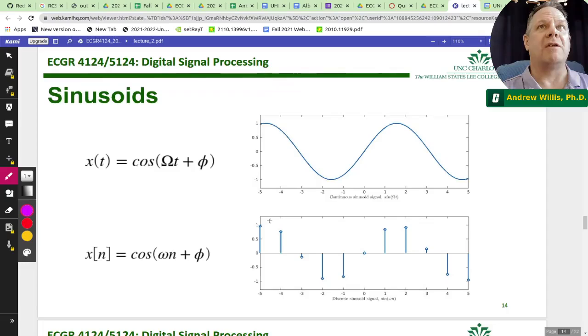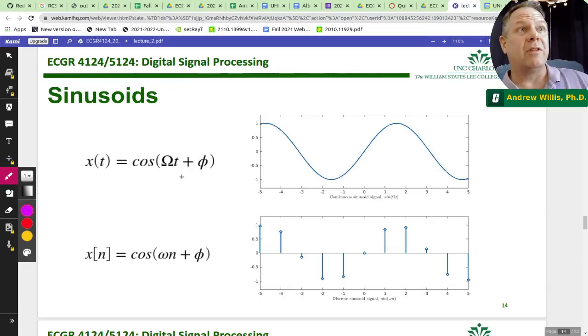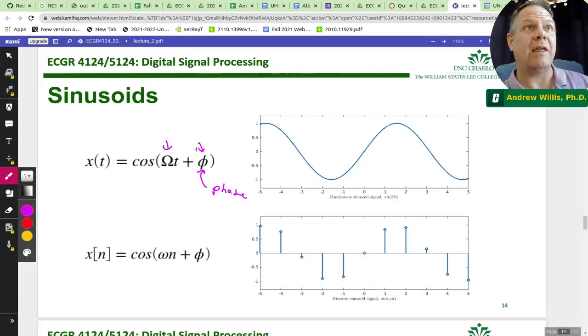All right, more on sinusoids. So we just talked about discrete frequency and continuous frequency. Now we're going to talk about a discrete sinusoid with a phase. This is a phase. Since it's adding, this and this are being added, they have the same units.